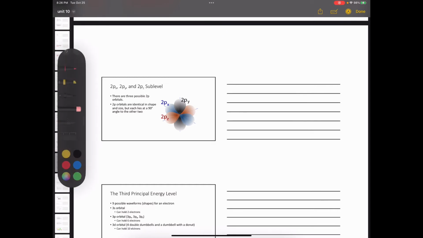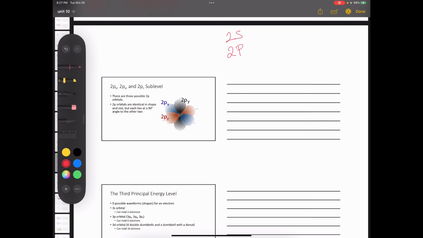So along with the s orbitals in the second principal energy level, where we looked at the 2s, we also have the p orbitals in the second principal energy level. Because it is in the second principal energy level, we accompany it with a number 2 to indicate that this is part of the second shell in the electron configuration. When we say the 1s, that indicates the first principal energy level.